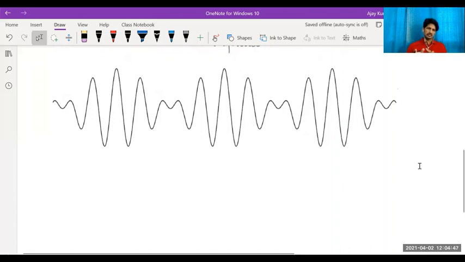So if a person is standing on the road and listening to this kind of sound, a real life example of beats is the sound of an ambulance siren. It's not a consistent sound, it's a sound of varying intensity. It keeps increasing and decreasing. So that is a real life example of a beat.